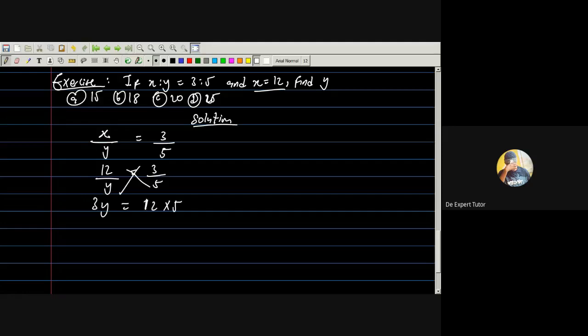Then I'm looking for Y. I'll divide both sides by 3. Cancel, cancel. 3 and 12 is 4. Then my Y will be equal to 4 times 5. And what is 4 times 5? That's 20. Therefore, the answer is option C.